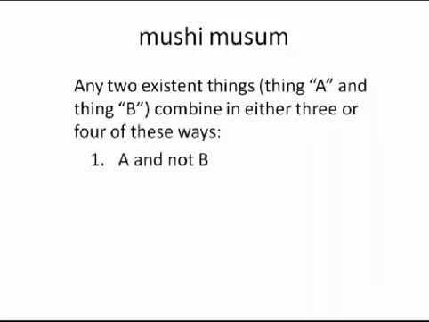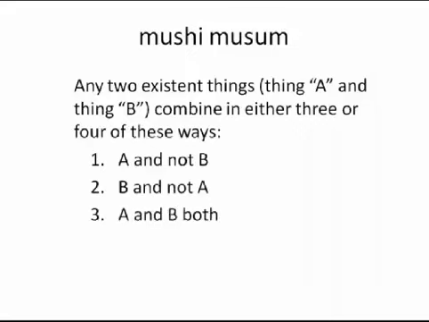The first is it can be A and not B. I'm presenting it kind of abstract, then we'll do a real concrete example, so don't get too stressed out here. So number 1 criteria is A and not B. The second criteria is going to be B and not A. Then you can have both A and B, or you can have neither A nor B.